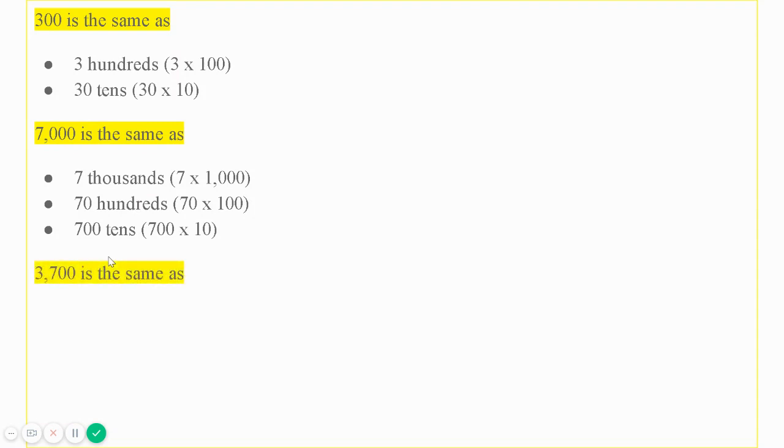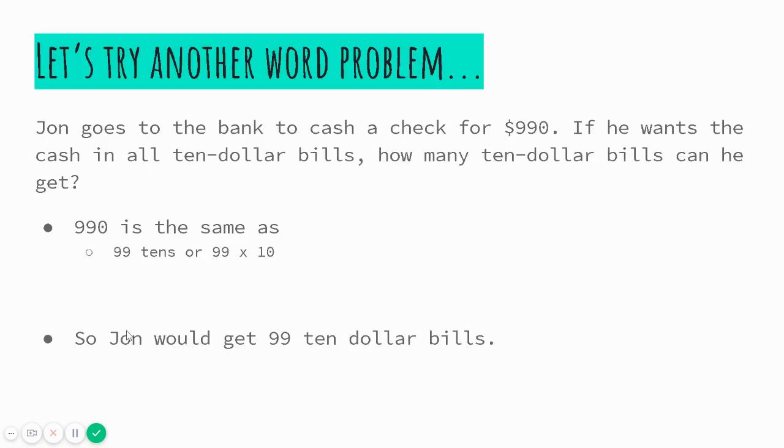3,700 is the same as 37 hundreds. Oops, a little misprint there. That should be 37 times 100. Okay. Now let's look here.